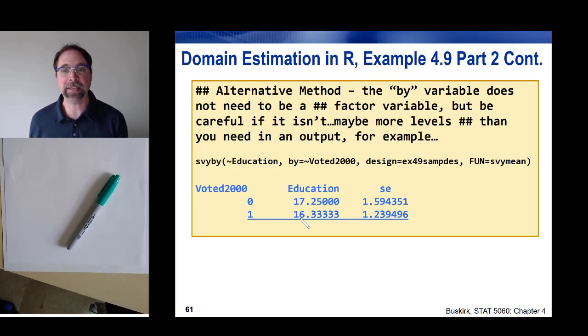So here you see that the average education for those who voted in the 2000 election in Falcon Villas is estimated to be 16 1/3. The standard error is just under 1 1/4, which matches what we've already done by hand and also by using the ratio functions in R.